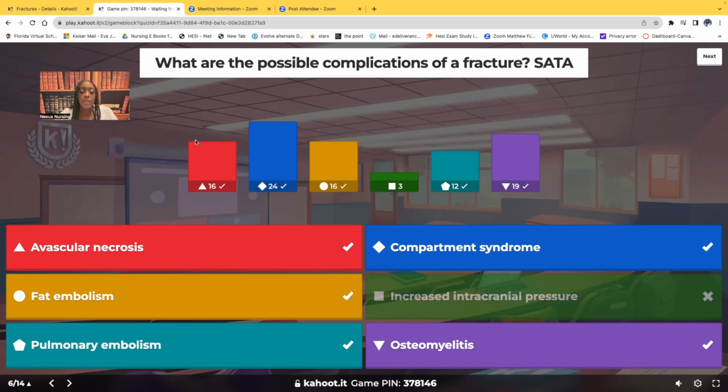And of course, osteomyelitis. I think I spelled osteomyelitis wrong, but you guys know what I meant. Osteomyelitis, infection of that bone. Absolutely. All of these are complications of fracture, but not increased intracranial pressure. You would expect increased intracranial pressure to be a complication in something like a traumatic head injury, right? But not a bone fracture. I just threw that in to throw you guys off. But I'm happy only 3 of you fell for it. Good job.